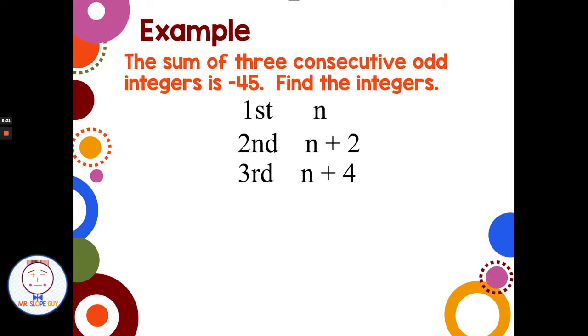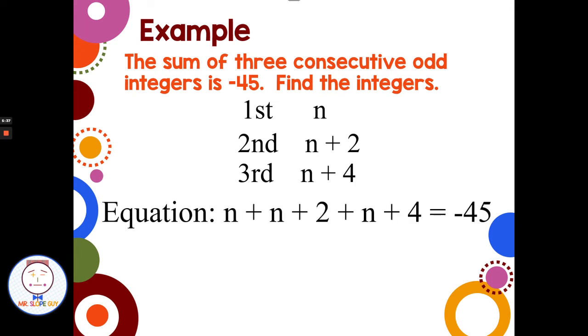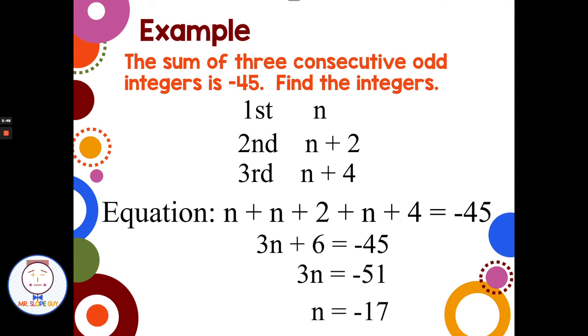Then we need to write our equation. And from our problem, we have the sum of three consecutive odds. So that means we add n, n plus 2, and n plus 4 together to get negative 45. Then we can solve for n. Combine like terms. Subtract 6 from each side. Divide by 3. And I get my first number is negative 17.